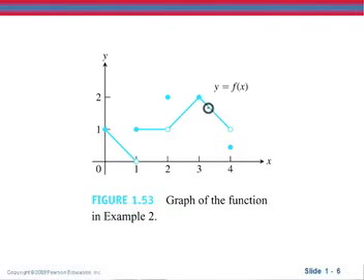Now let's consider x equals 4. The limit as x approaches 4 from the left is 1, even though f of 4 is not 1. Notice though that there's no limit as x approaches 4 from the right. That's because the graph is not defined to the right of 4. So this limit does not exist since the left and right-hand limits are not the same.